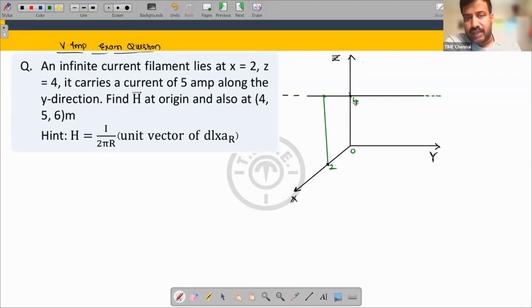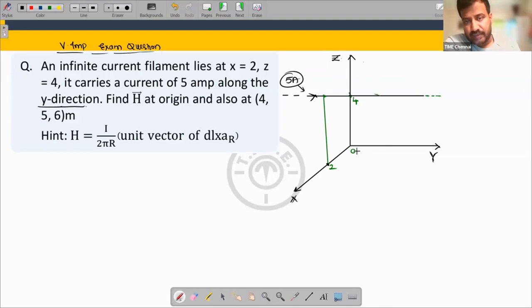Yes, of course, the Y direction. It won't change in Y direction. When you are in Y direction, X and Z will not change. So that's why this line is carrying a current of 5 amps in Y direction. This line is placed along the Y direction.